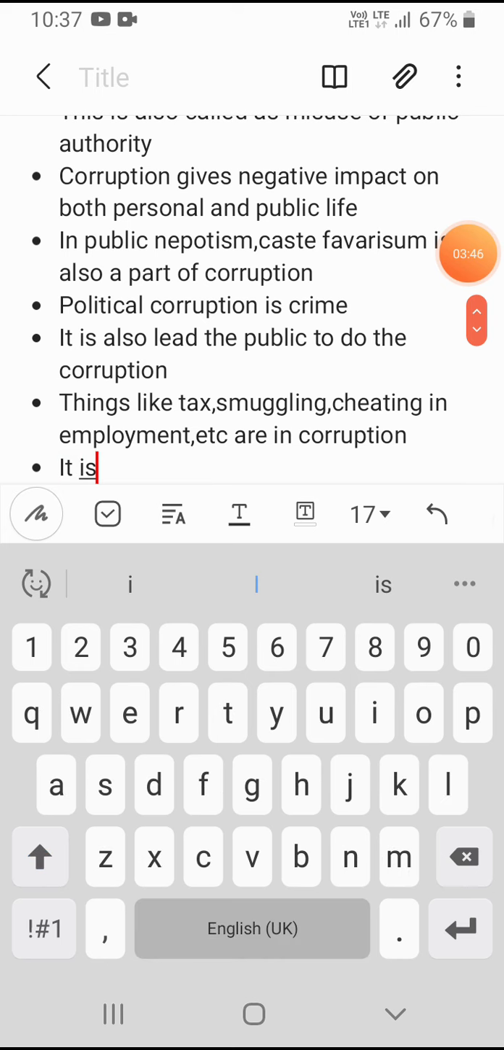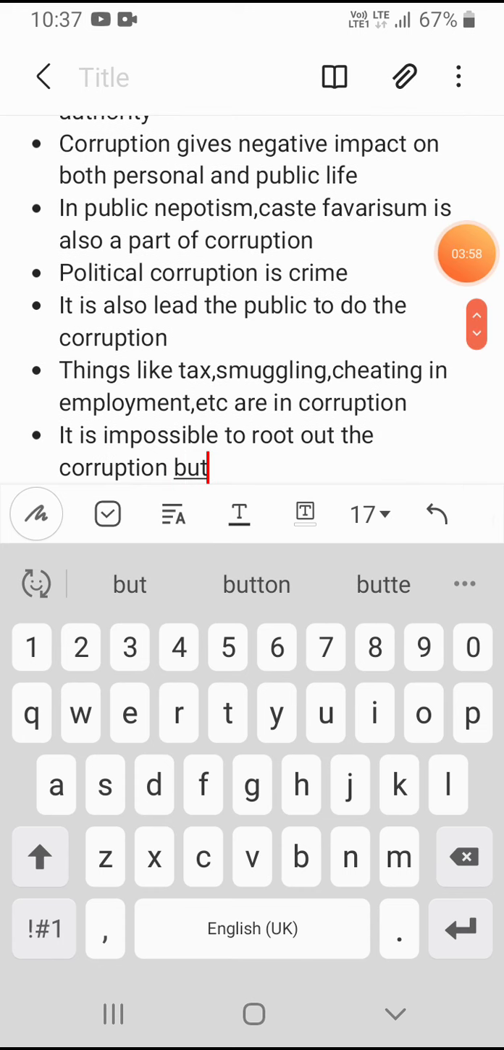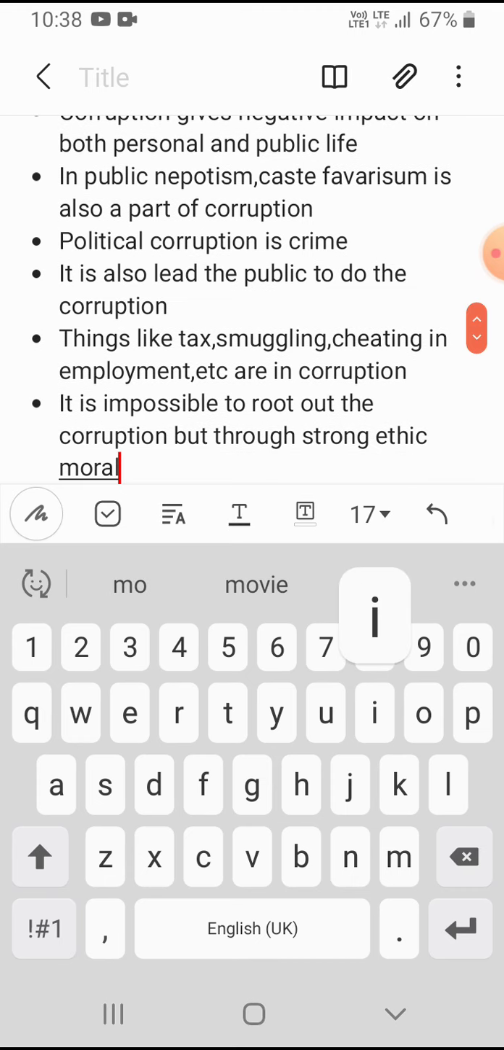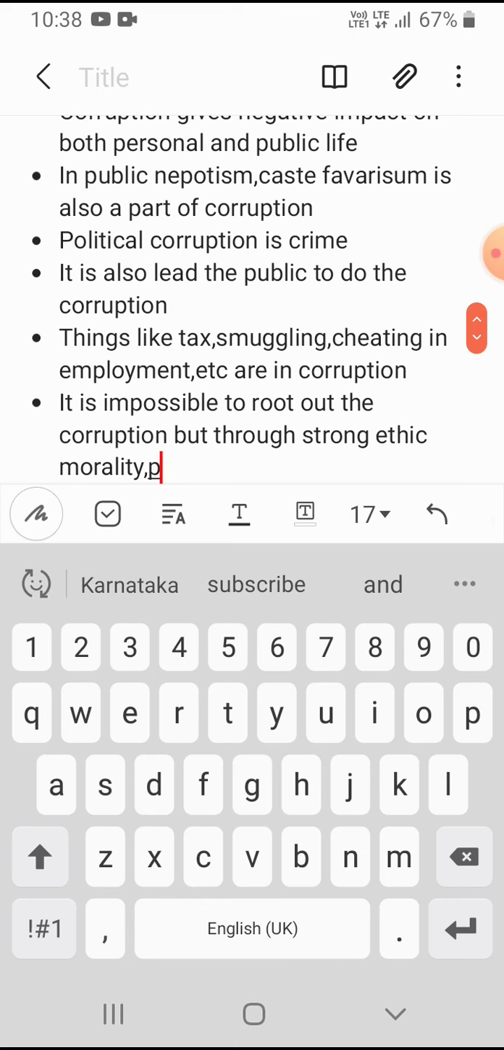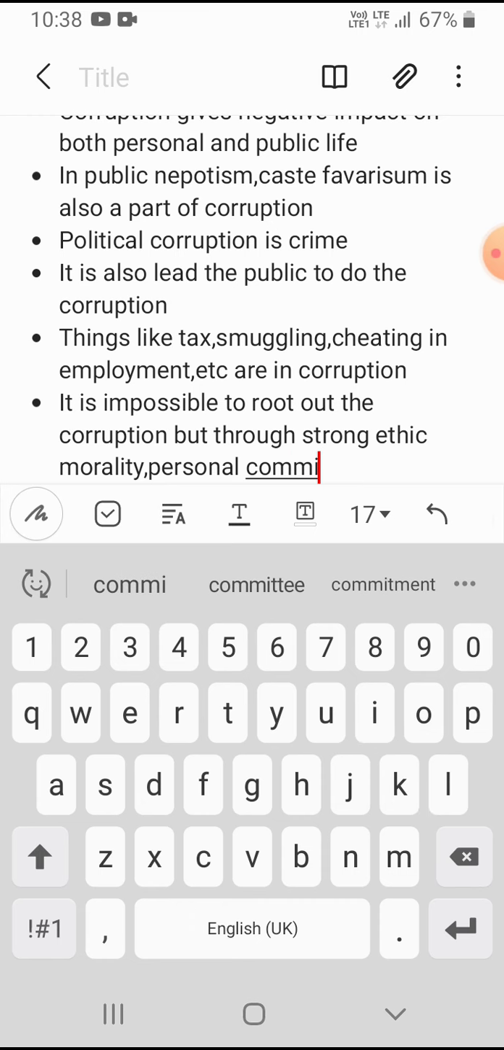It is impossible to root out corruption completely, but through strong ethics and morality and personal commitment, we can stop corruption. If they have personal commitment, thinking I will not do that, then we can stop corruption.